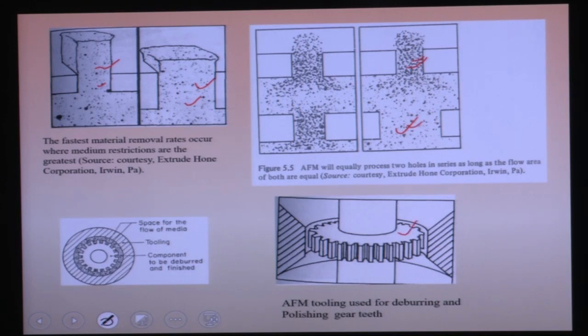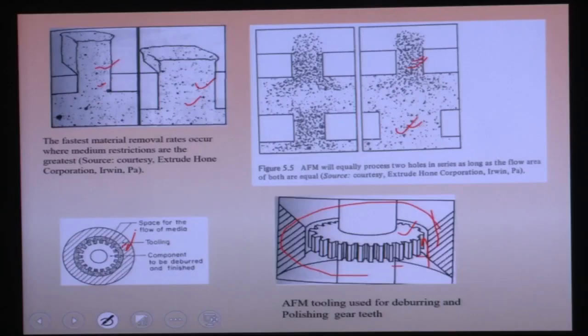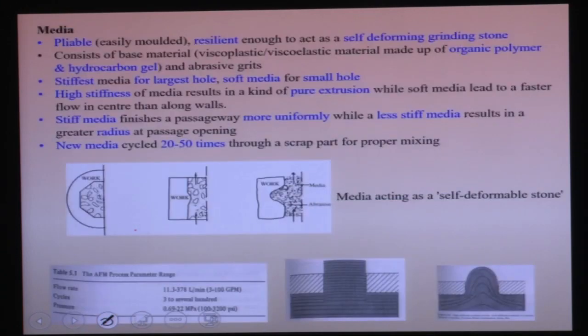Here, outside, you have used a cylindrical fixture to restrict the flow of the media just outside this gear. If you reduce the diameter of this cylinder outside the gear, the flow will be more restricted. If you increase the diameter of the cylinder, there will be lesser restriction. Outside the gears you can use this kind of nylon tooling to restrict the media. Any kind of complex surface can be polished using the abrasive flow machining process.